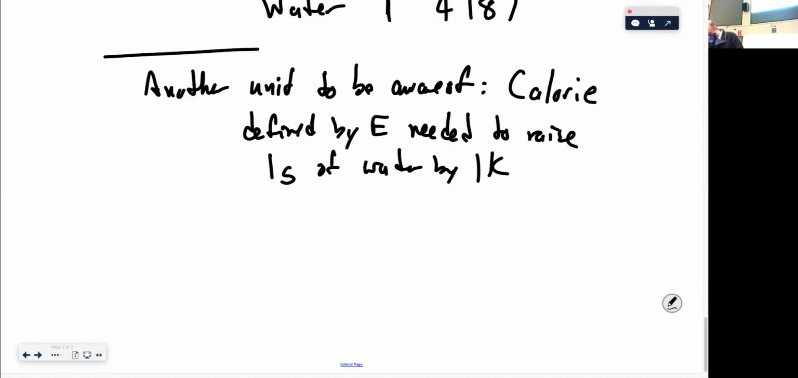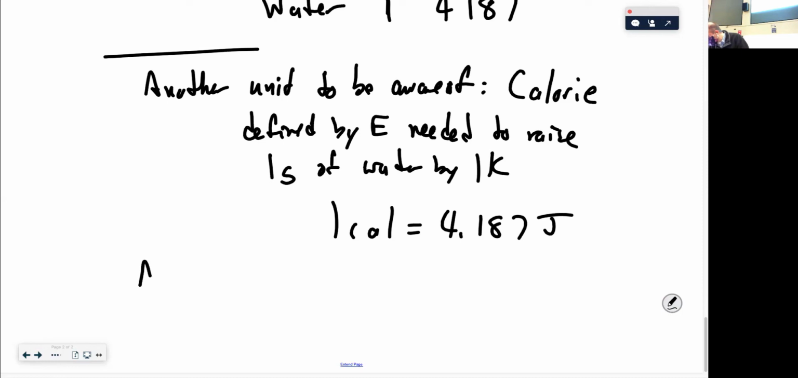And so 1 calorie equals, you can just write the number down, 4.187 joules. So if you need to convert between a calorie and a joule, you're just multiplying or dividing by 4.187. Not hard, it's just another unit to be aware of. And this is where I'm going to start making my chemistry apologies.